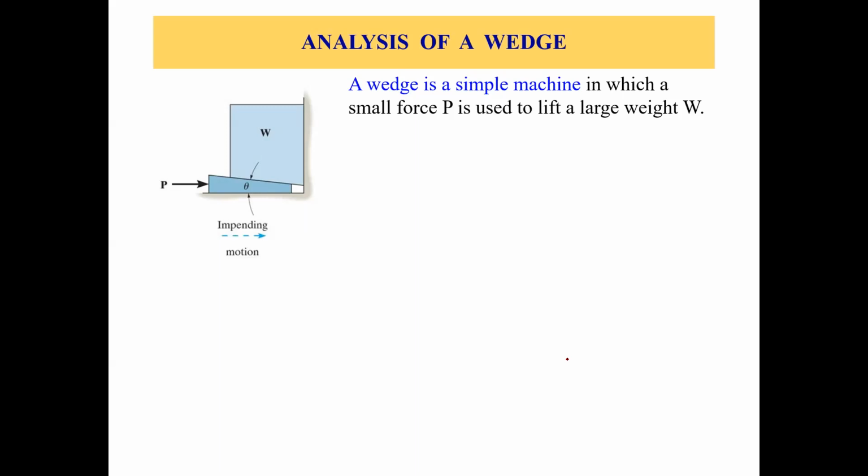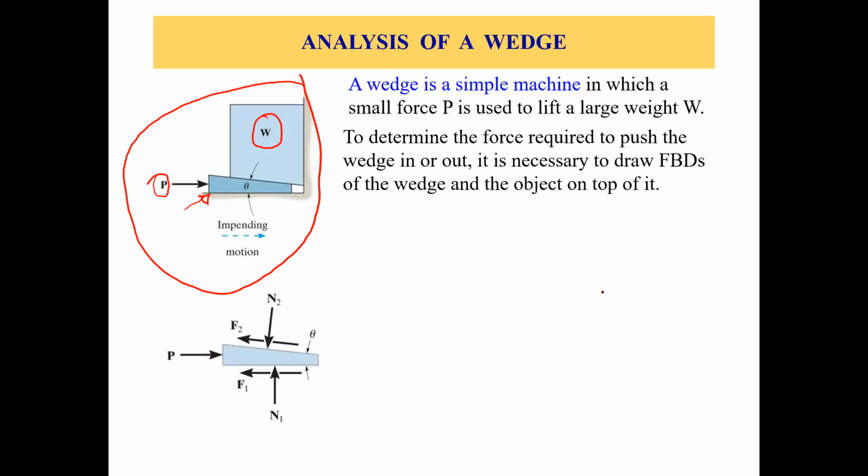A wedge is a simple machine in which a small force P is used to lift a large weight W. On the left side, you can see this picture where this is your wedge, and this wedge is being used to lift this weight W. Now this force P is applied on this wedge towards the positive X direction to lift this weight W. That's how the wedge works.